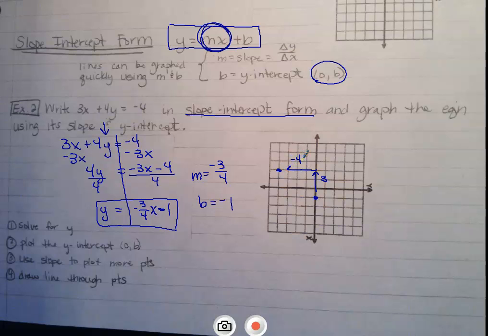We could also go down 3, 1, 2, 3, and rise and run +4. 1, 2, 3, 4. Right, but here we went down 3, so there's our -3, and we went a +4 running. So you can do either of those and then graph your line.